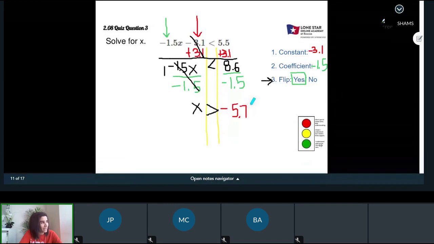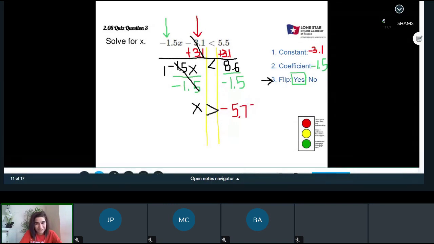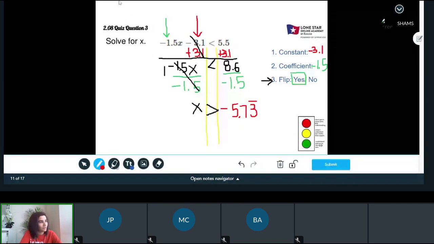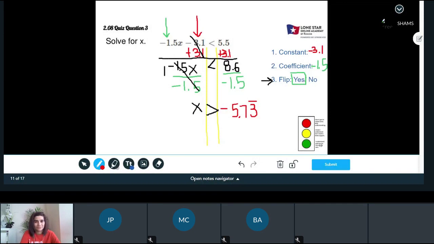Ongoing. So, when 3 is ongoing, how will you show that? You put a bar on top of the 3. 7.3333 ongoing. That is good. That is a good thing.